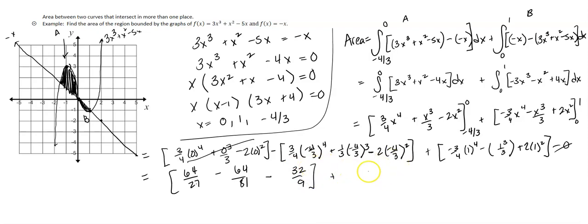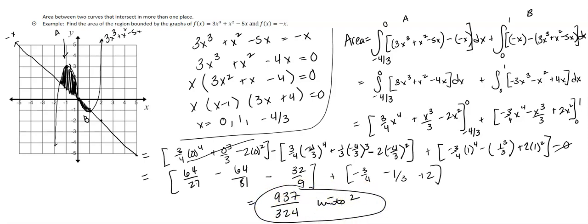And here I will have minus 3/4 minus 1/3 plus 2. So when I add all of that together, I get 937 divided by 324 units squared. That is a crazy common denominator, but there you go.